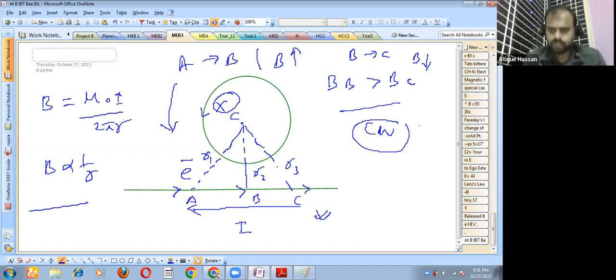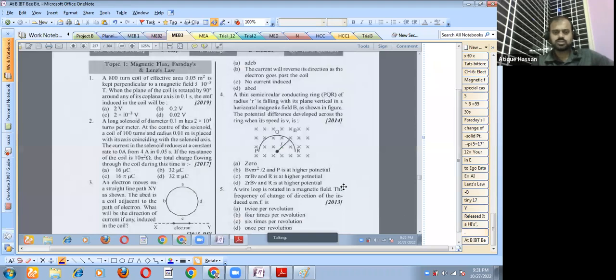So the direction of current will change during the movement from A to B and during the movement from B to C. The direction of induced current will change. It means what will be the most appropriate option? The current will reverse its direction as the electron goes past the coil. It means the most appropriate option is B.